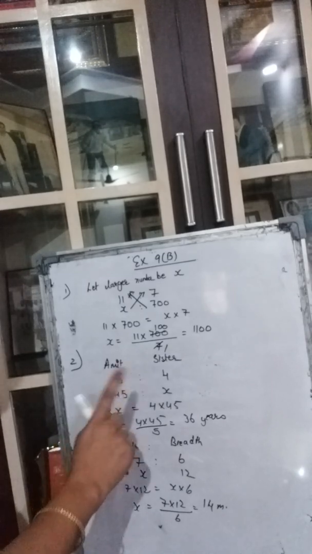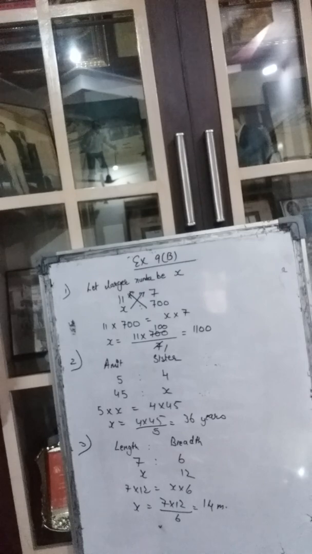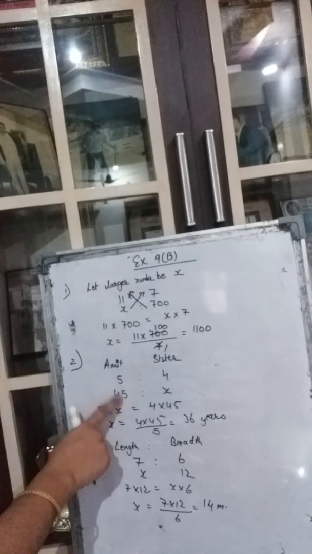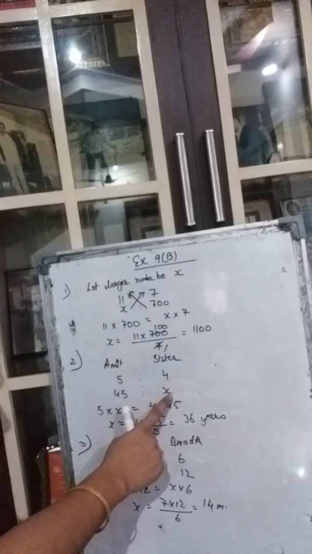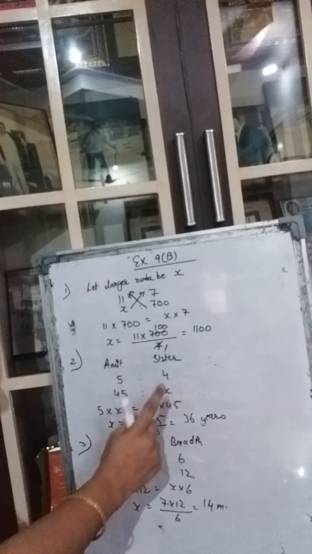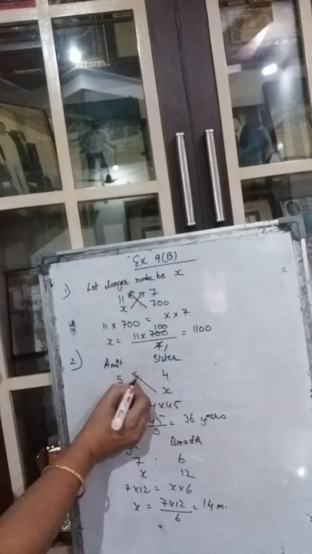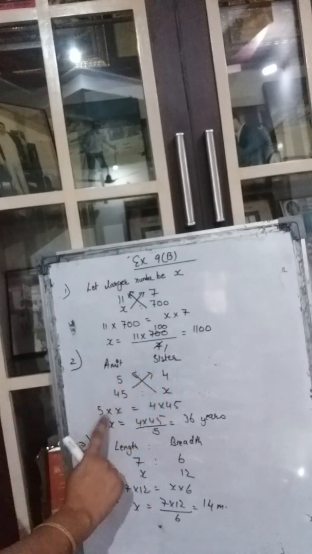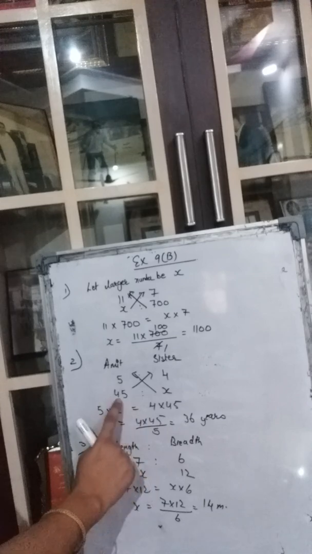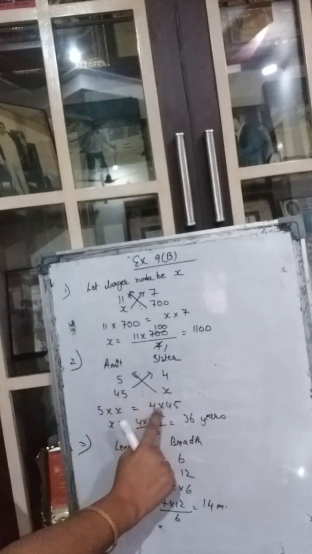Now if Amit is 45 years old, 45 will come under Amit only. What is the age of the sister? We do not know. We will assume it to be x. Again, what will we do? We will do the cross multiplication. x will come this side. 5 into x is equal to 4 into 45.